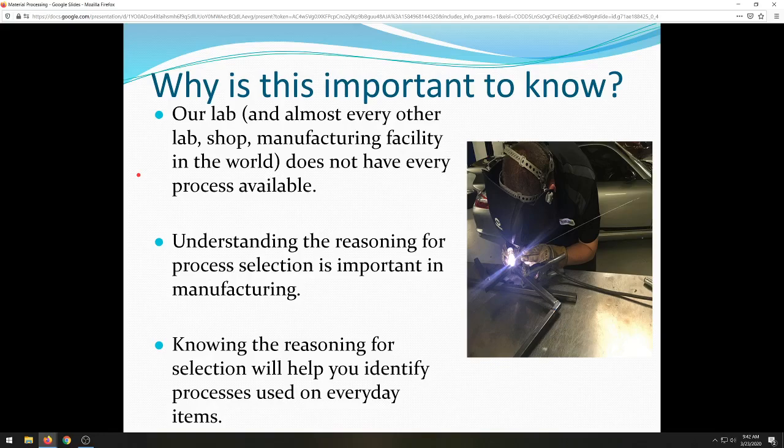It's also important to understand that companies rely on subcontractors and things like that to get things done that maybe they don't specialize in or have the equipment for, because it's just not cost effective for them. So we'll talk about cost as well with a lot of these processes today. And then we'll understand the reasoning for process selection. Again, a lot of that does have to do with cost, but there's other things involved as well.